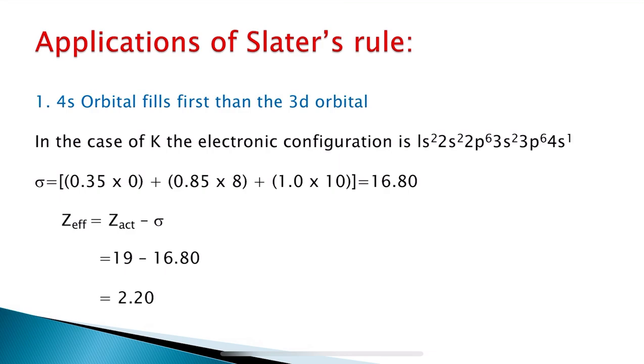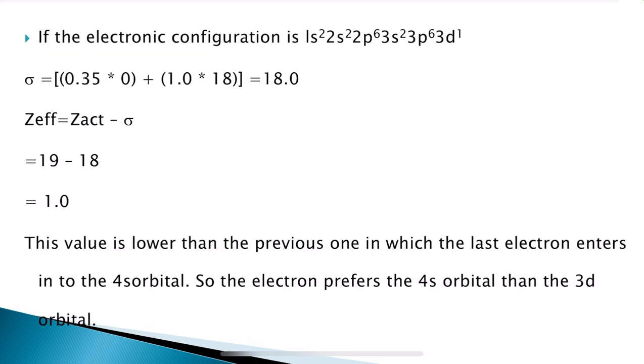Now we will calculate the Z effective. Z effective is equal to 19 minus 16.80, which is equal to 2.20. Suppose the electronic configuration is 1s2, 2s2, 2p6, 3s2, 3p6, 3d1. Then the screening constant will be 0.35 into 0 plus 1.0 into 18, which is equal to 18, and Z effective is 1. This value is lower than the previous one, this is 2.20, this is 1.